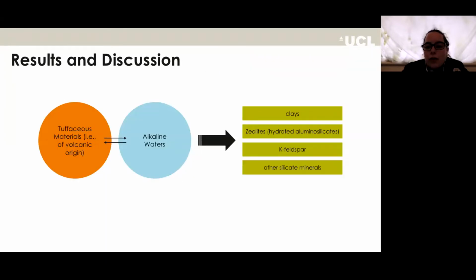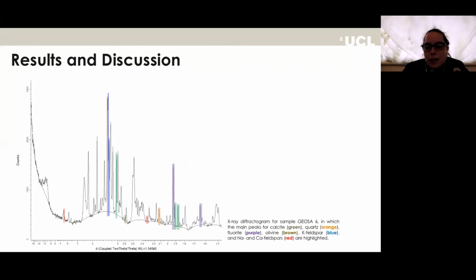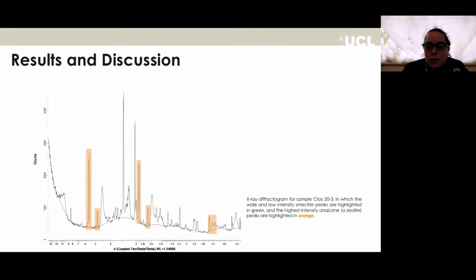The interaction of tufaceous materials with alkaline waters produces clays, and depending on the conditions, also zeolites and other silicate minerals, including potassium feldspars. This mineralogical range is clearly observed in the X-ray diffractograms of the bulk sediments, in which was also identified the presence of calcite, quartz, fluorite, olivine, and sodium and calcium feldspars. Additionally, most of these samples also show wide and low intensity peaks of smectite, which is a group of clays, and it's highlighted to the left of the graphic in green.